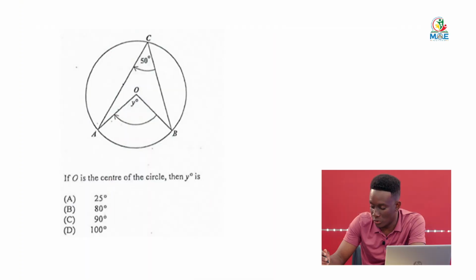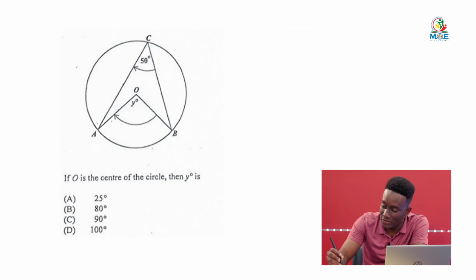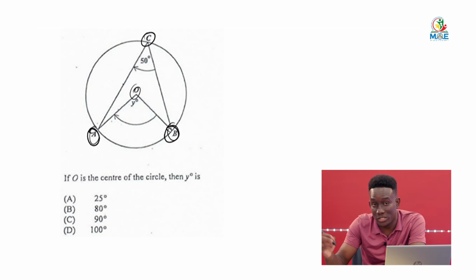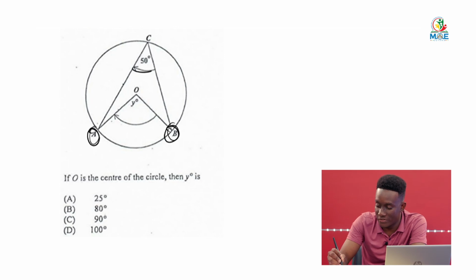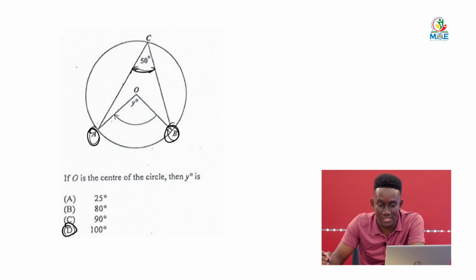So let's move on to the next question. This one says, if O is the center of the circle, then Y degrees is, so we see O would be the center, so we're talking about the angle at the center. And then we have this other angle that they give us, which is the angle at the circumference. So in the same arc, we have AOB, and this one here is ACB. So we know the theorem says the angle at the center is twice the angle at the circumference. So because here is 50 degrees, angle Y would be 50 times 2, which would be 100 degrees, which is D. So the answer there is D.